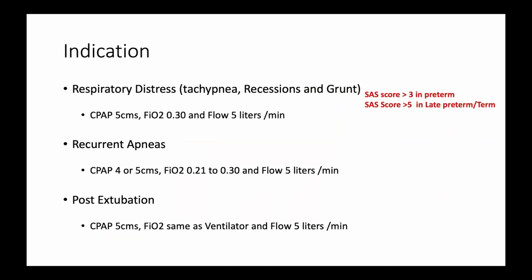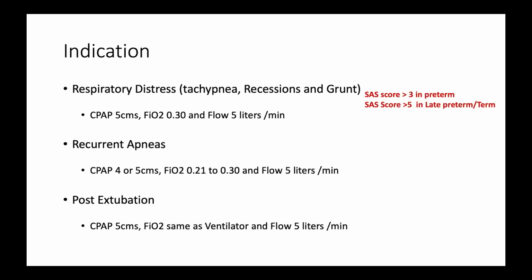If you're using CPAP for a baby with respiratory distress, that is babies who have tachypnea, retractions, and or grunt, we use CPAP when in a preterm baby, less than 35 weeks, the Silverman-Anderson score is more than 3. So remember that babies with respiratory distress, if the gestation is less than 35 weeks and the SAS score is more than 3, that baby needs CPAP. That is telling us that his FRC is less. So you need to open the lungs, improve the FRC by using pressure, and that is CPAP.